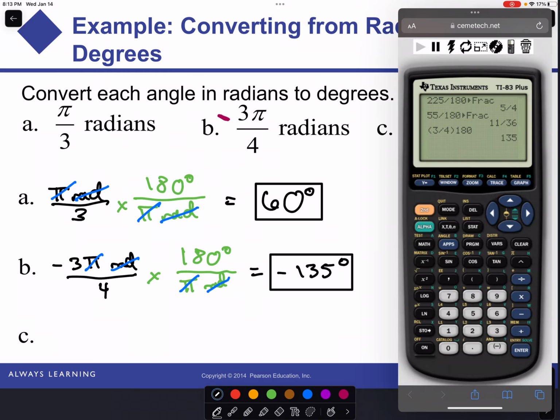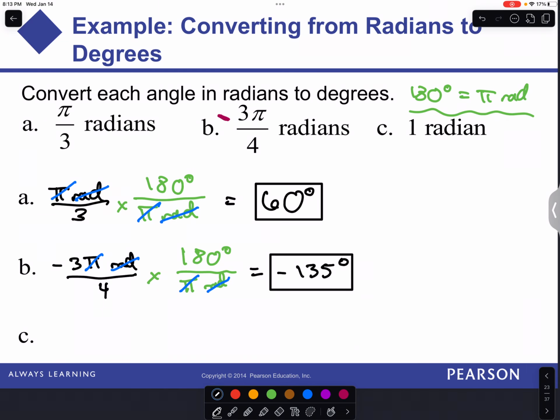Should be 135. Okay, we're good. And then for C, 1 radian we want to convert to degrees. So 1 radian. Again, I'm going to put that one over 1, times, so we need radians on the bottom, so pi radians, 180 degrees. The units of radians are going to cancel.